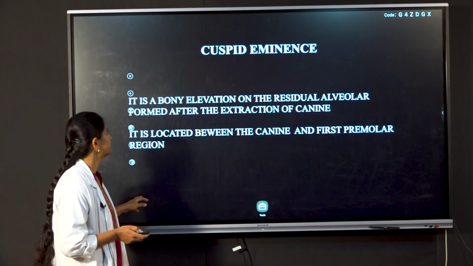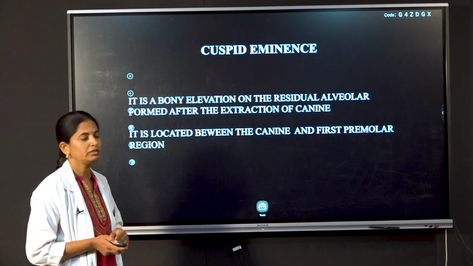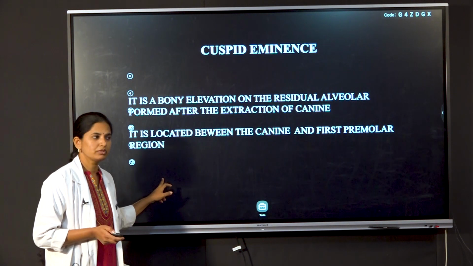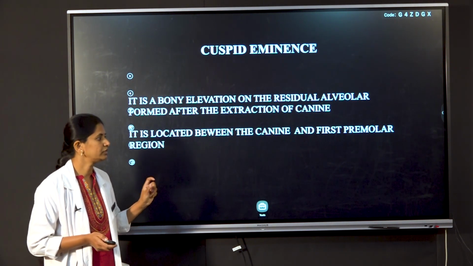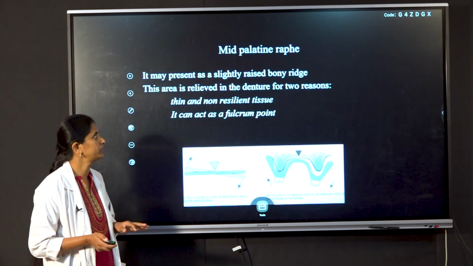And coming to the cuspid eminence, it is a bony elevation on the residual alveolar ridge after extraction of the canines. This is a very prominent structure. Here the submucosa is very thin. So while placing and removing the denture, it leads to ulceration. That is the reason we need to give proper relief over the cuspid eminence.